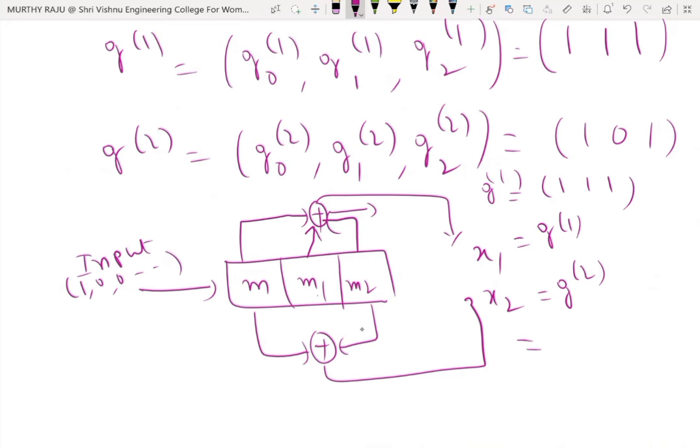In case of the second modulo 2 adder, only the M and M2 bits are connected. The M1 bit is not connected, that means open circuit condition. Therefore, M is connected to the second modulo 2 adder, value is 1. M1 is not connected, so it is 0. M2 is connected, that means 1. This is the simple way of defining generator sequences.